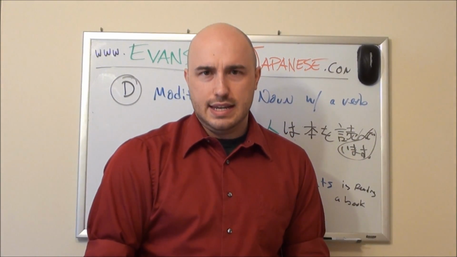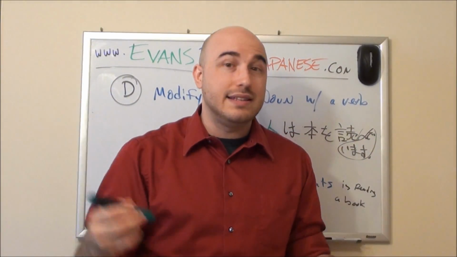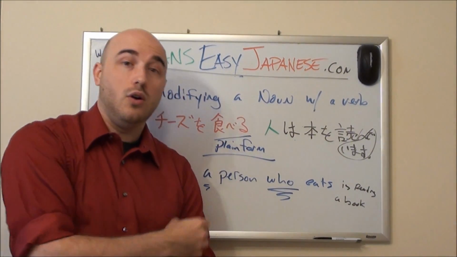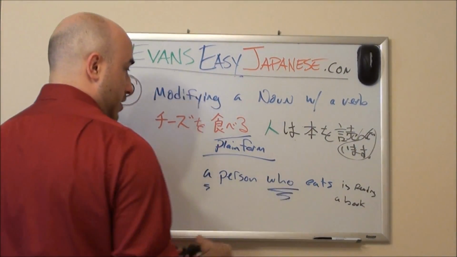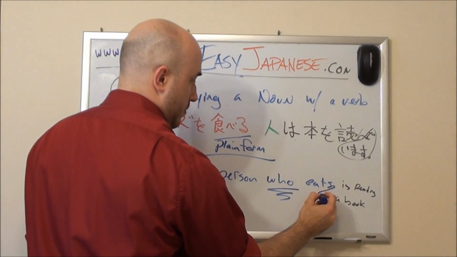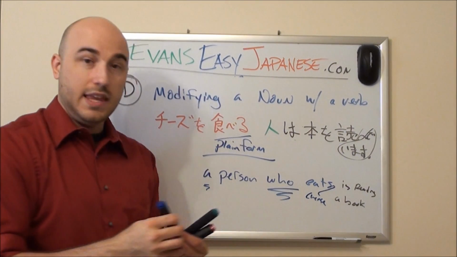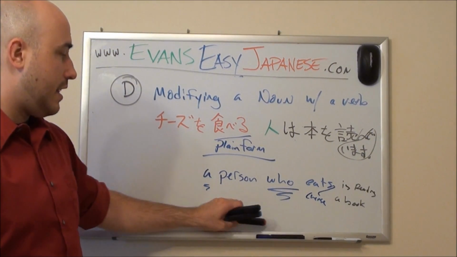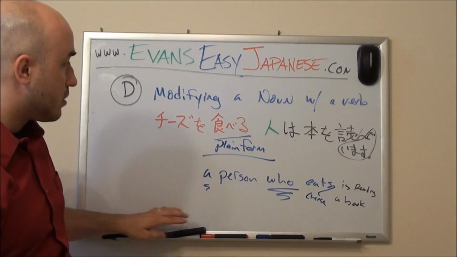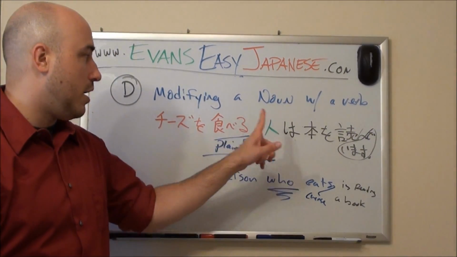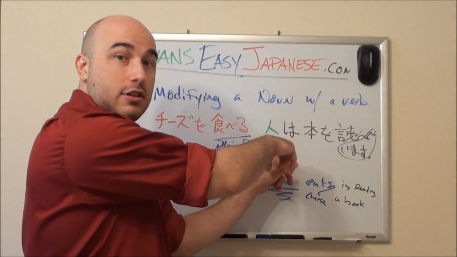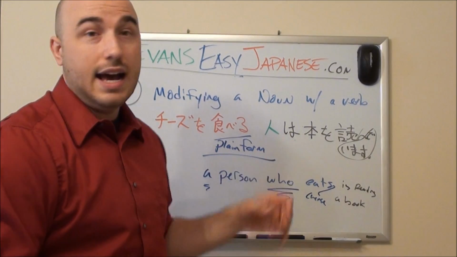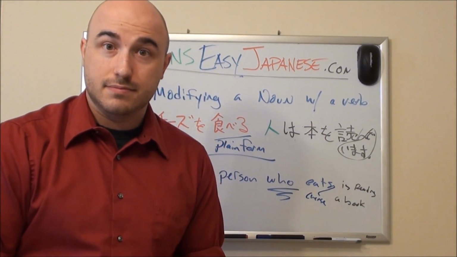What does the person eat? Let's say he eats, the guy who eats cheese. Cheese o taberu hito wa hon o yonde imasu. The person who eats cheese is reading a book. Alright, that's kind of how we do this, okay? That's how this works. We can use an entire sentence to modify a noun, and then make this noun do something. Okay? This noun does not have to be the subject.